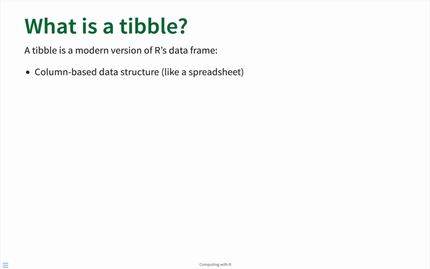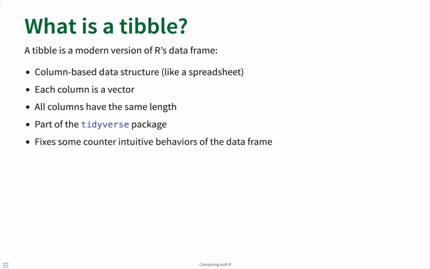And just like a data frame, it's based on a table of data with columns like a spreadsheet. Just like a data frame again, each column is a vector, right? So each column can only hold one type of data, just numbers or just character vectors, for example. And all columns have to have the same length, just as in a data frame.